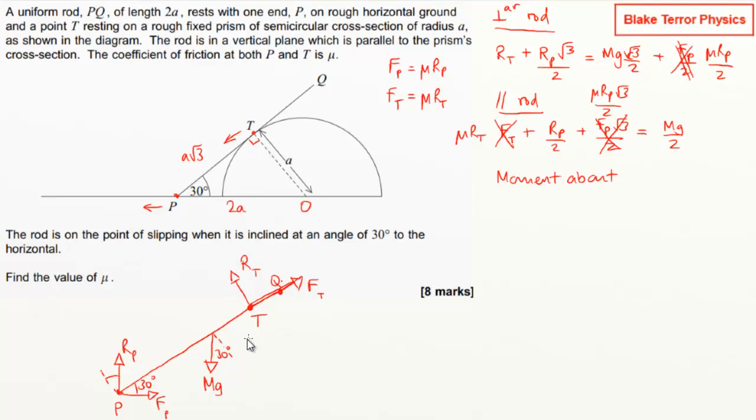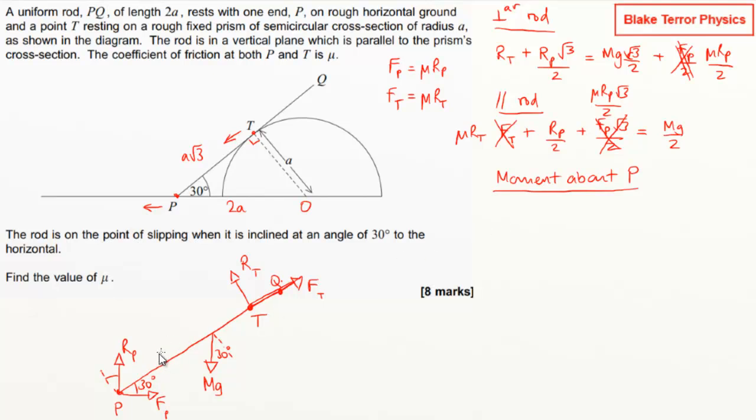So the obvious picks are, do we go with P or do we go with T? If we did moments about P, we're going to eliminate RP, FP, and FT won't count because it's just pointing directly away from P. So that looks quite nice. If we were going to do moments about T, then we get rid of RT and FT, but we're going to have both of RP and FP in the equation. So we're not eliminating quite as much. So it looks as though doing moments about P is going to be our best bet initially.